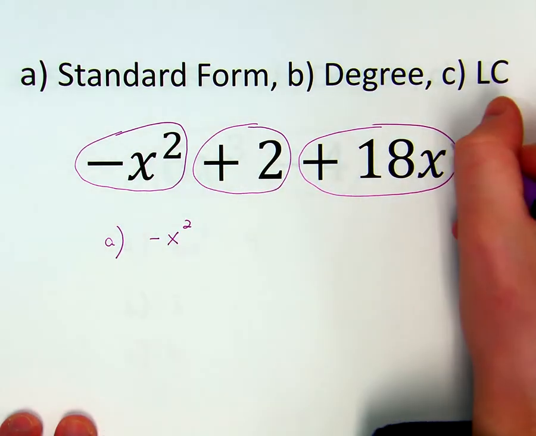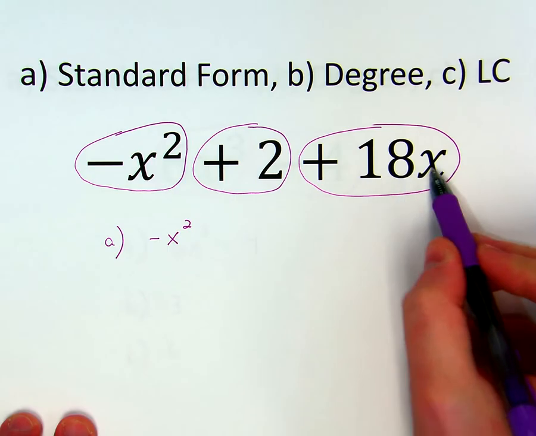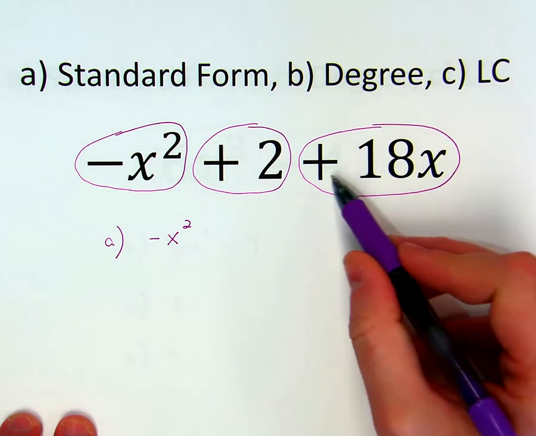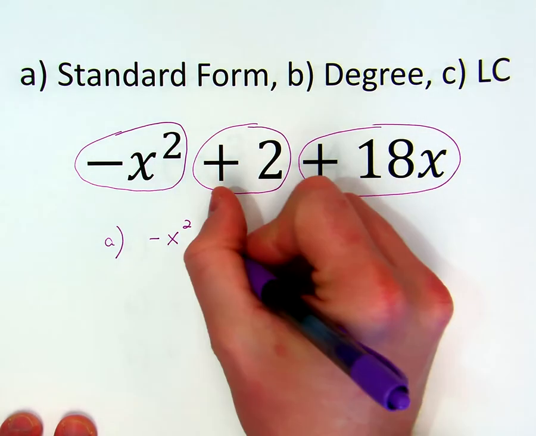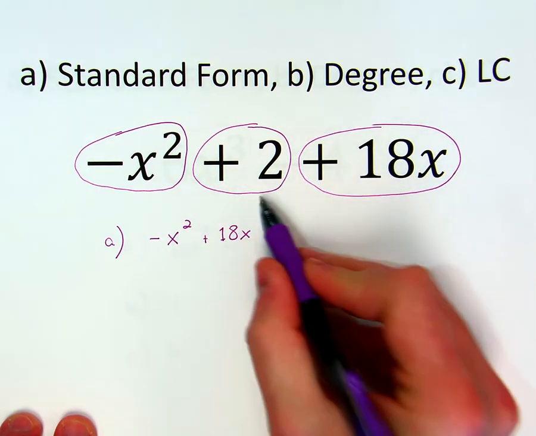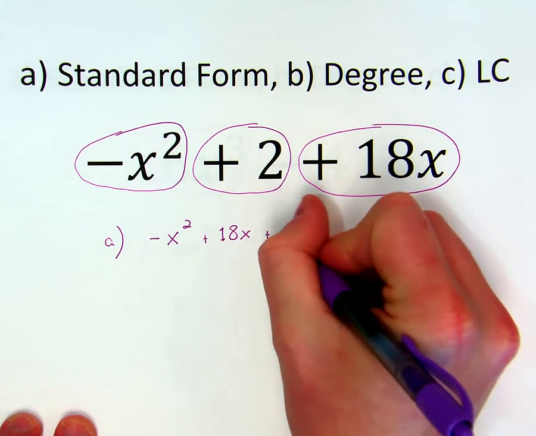The next largest exponent is the invisible 1 attached to the 18x. Letters always come before numbers in polynomials. So plus 18x will be our second term. And our third term will be the plain number, plus 2.